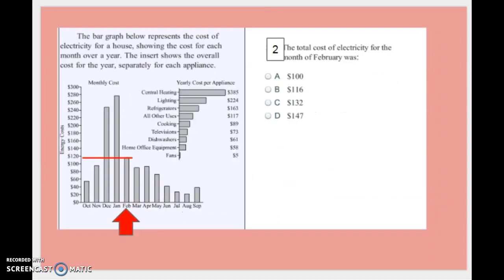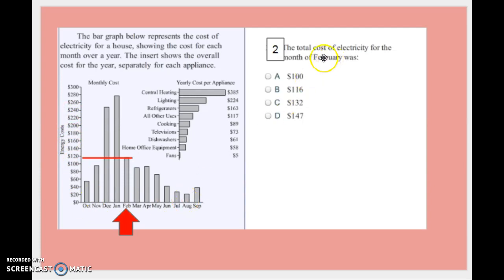Answer B. Number 2 is looking at graphs as well. It just tries to trick you a little bit because it puts a secondary part of the graph. It has a pop-out part that gives you a whole lot of more information. It lists all these different household appliances, but your main bar graph here is just the cost, your energy cost or cost of electricity broken down per month.